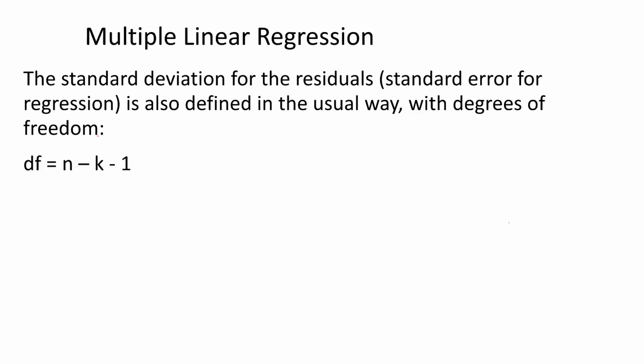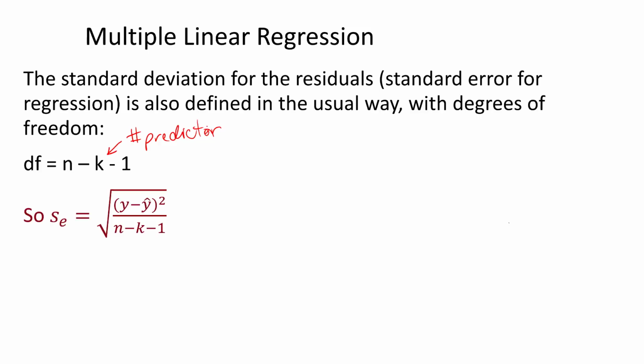Knowing this, the standard deviation for the residuals, the standard error of the regression, is also defined in the usual way. Now, remember that degrees of freedom for simple linear regression were n minus 2, and that's because you were estimating your intercept, beta naught, and your one coefficient for your slope, beta 1. So 2 degrees of freedom. 2 were docked from the degrees of freedom. For multiple regression, you can have more than one predictor. So we just update our formula to be n minus k minus 1, where k is the number of predictors. So in our example, we have 2 predictors. So our degrees of freedom are going to be n minus 3.